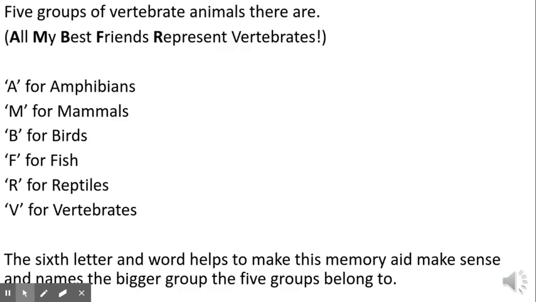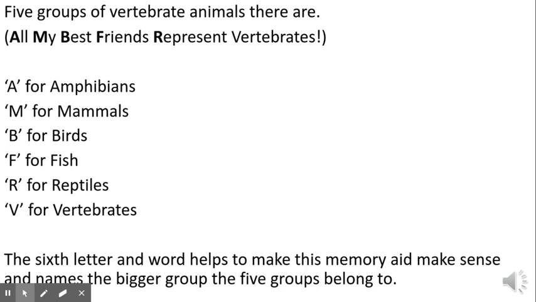Okay, so let's see. Here is what is called a mnemonic device. Mnemonic devices are ways that help us remember something. So we're going to take the first letter of all of our different groups of vertebrates, and we're going to make a little saying to remember. So if you remember, all my best friends represent vertebrates, you can remember your different groups.